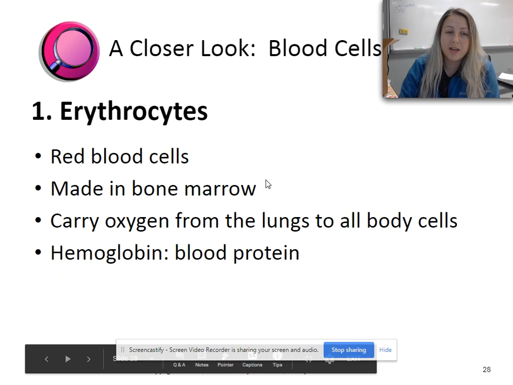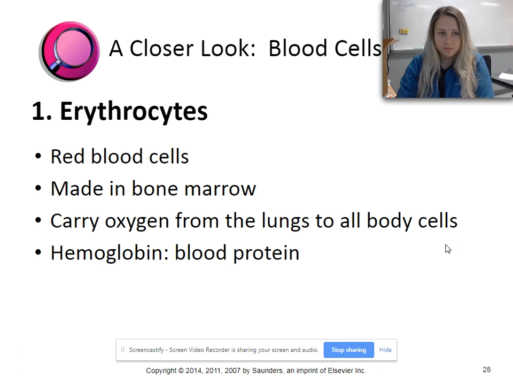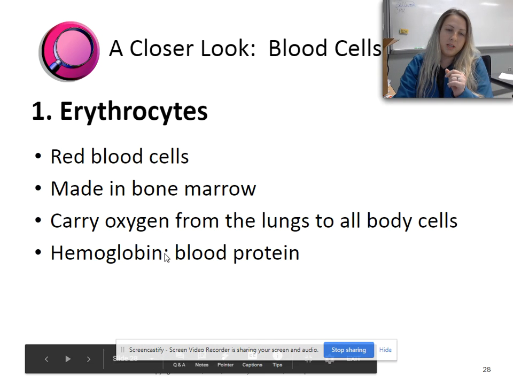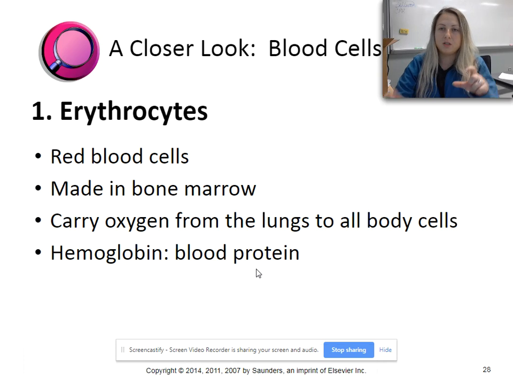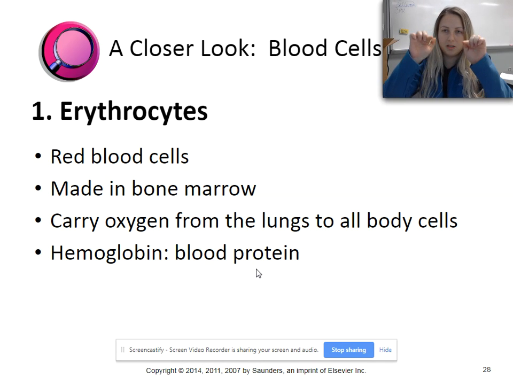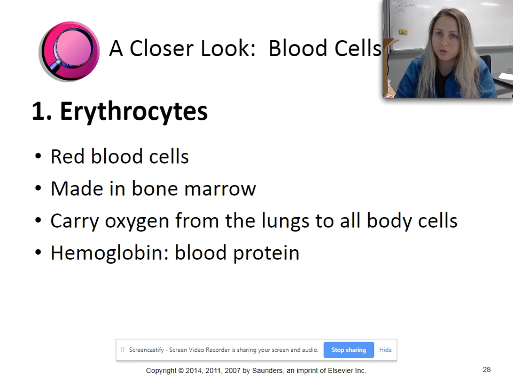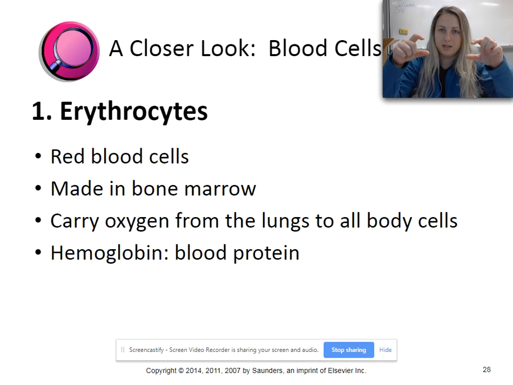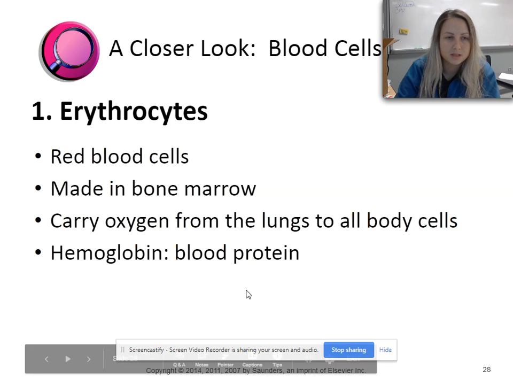Erythrocytes, the red blood cells, are made in your bone marrow. They carry oxygen from your lungs to all of your body cells, so they have hemoglobin in it, which is your blood protein, and it has 4 different active sites. It kind of looks like a square, and it's got 4 active sites, and it can carry 2 oxygen molecules. Because an oxygen molecule is O2, so there's 2 atoms of oxygen in every gas molecule of oxygen. So it has 4 of them that bond to all the 4 sites.